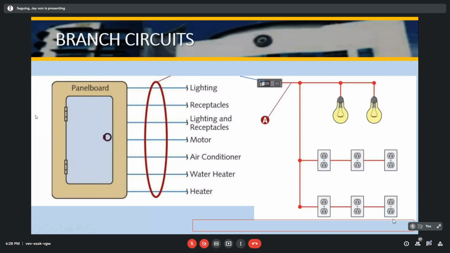In this figure, the left side is an example of a general purpose branch circuit. Circuit breakers are the final overcurrent protection device.